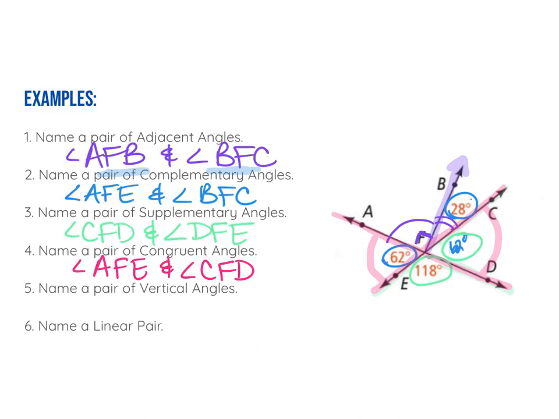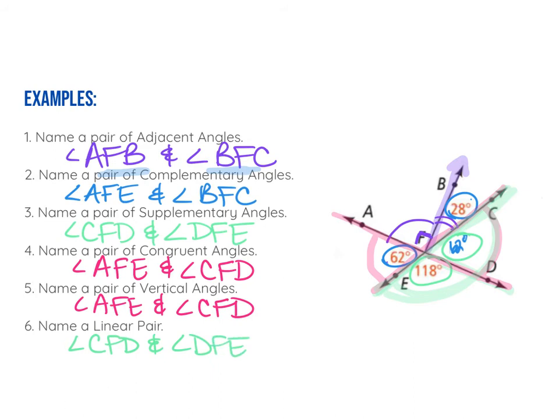Okay, vertical angles, we just talked about that, so that's going to be the same answer. And then a linear pair we also already found, right? Because we said the two angles that we used for supplementary, those form a line, so I'm going to just write that same answer there. Angle CFD and angle DFE. Okay, we will do some more examples like this in class together tomorrow.